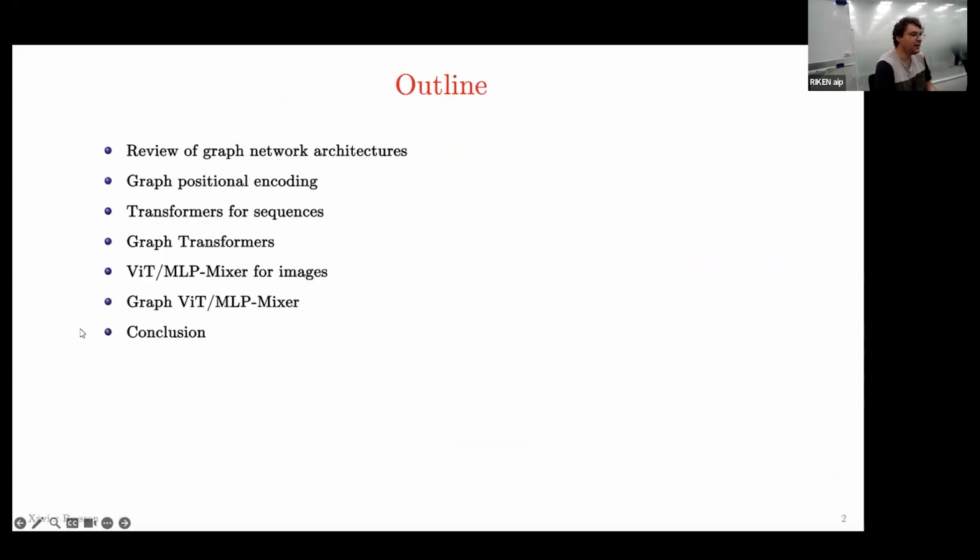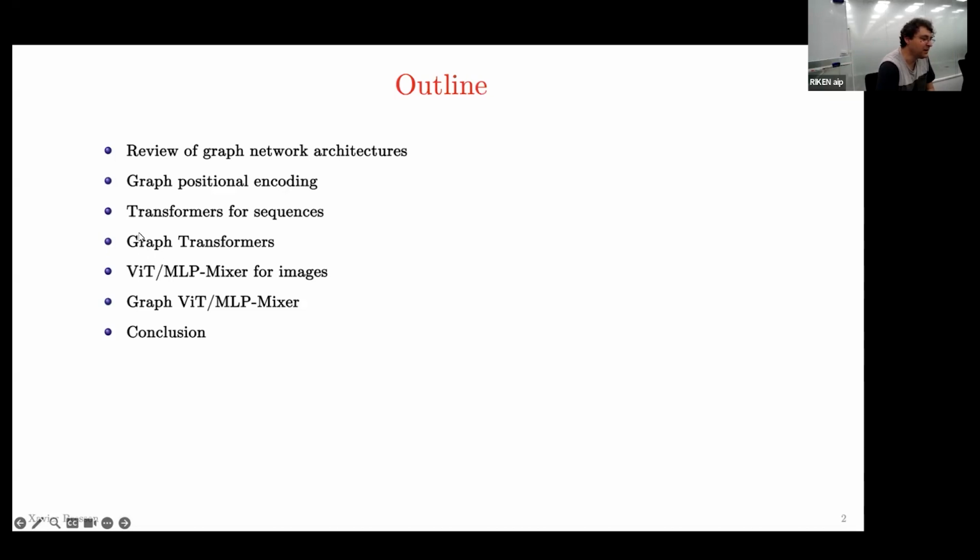So let me start with the outline of the talk. First, I'm going to quickly review the development of graph neural network architectures, so where we are basically with this class of machine learning techniques. Then I'm going to talk about something important, which is the graph positional encoding, which is a way to augment the expressivity, but also generalization of these techniques. I'm going to talk about transformers for sequences. So this is the natural application of transformers.